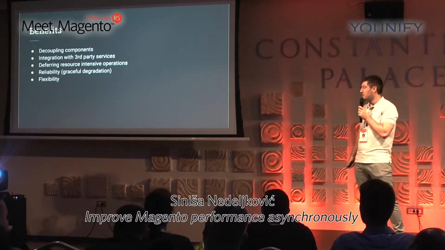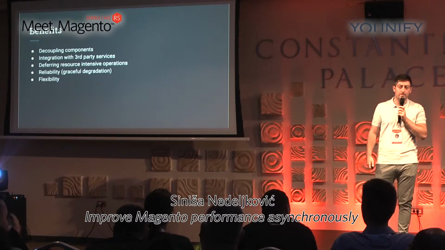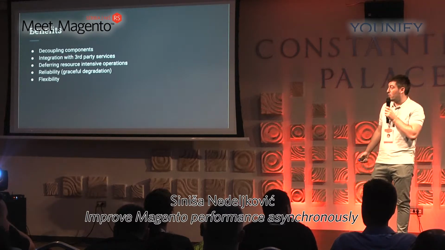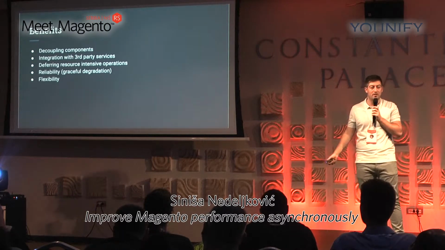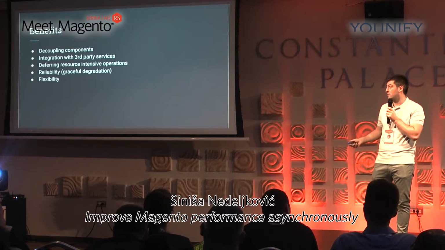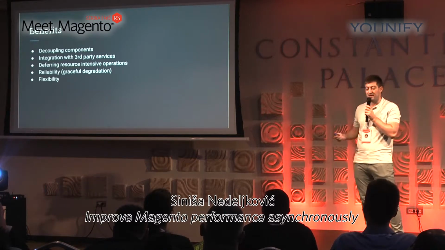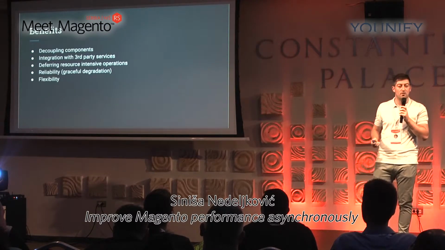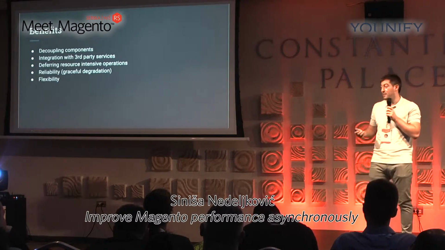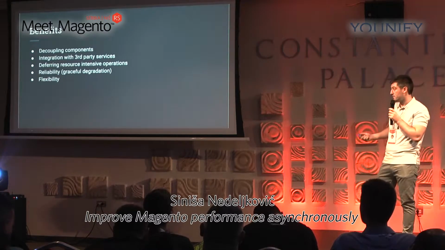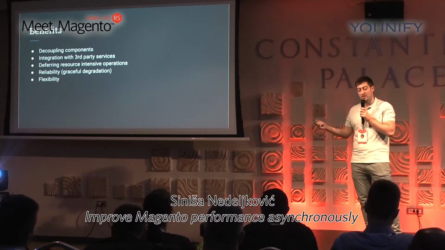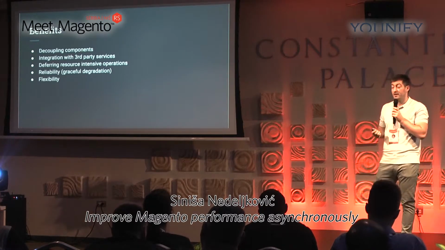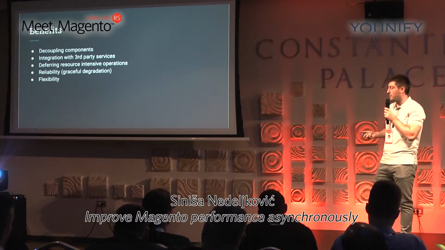Reliability is also important because our shop will continue to work even if, for example, the service for inventory or order fulfillment stops, because that's not a reason for stopping orders coming in. Flexibility means that by using a message queue for communication, we can easily change various parts of our system to totally different technologies.